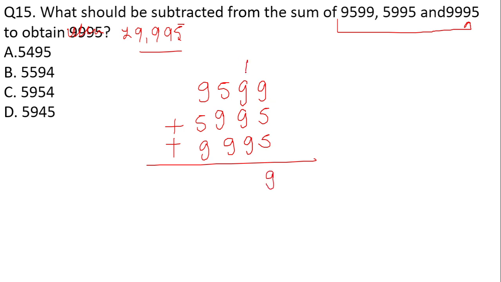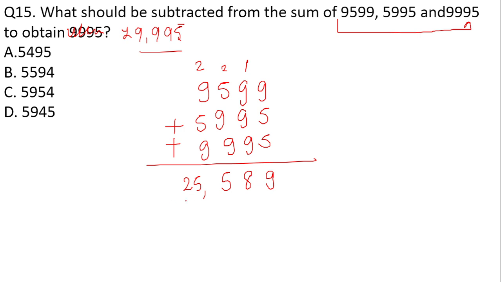9 3s are 27 and 1, 28 carried 2, right? 9 2s are 18 and 1, 20, 25. This will give me 5 carried 2. Okay, this is going to give me 25,589.